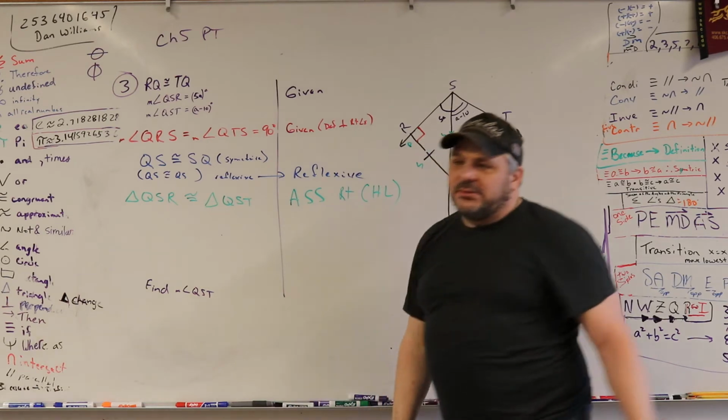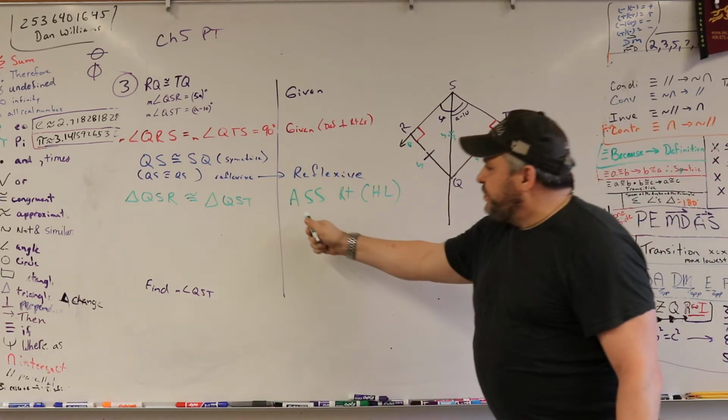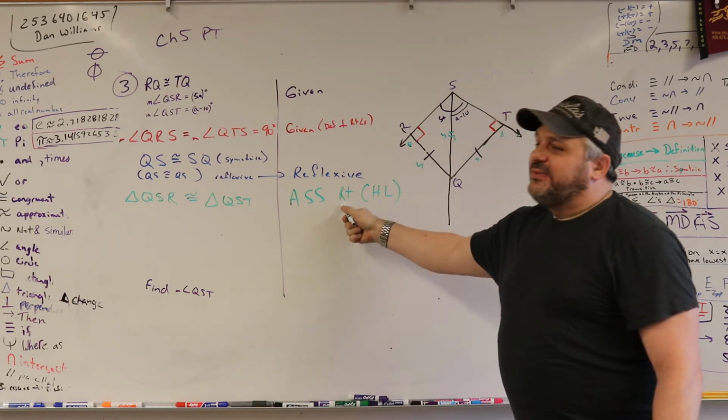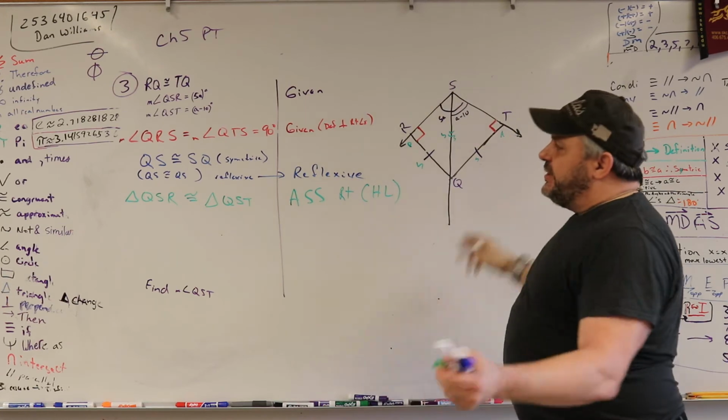Hypotenuse leg. Okay? Hypotenuse leg. So ASS only works if there's a right angle. Okay? Alright, so those are congruent, and we're going to keep going.